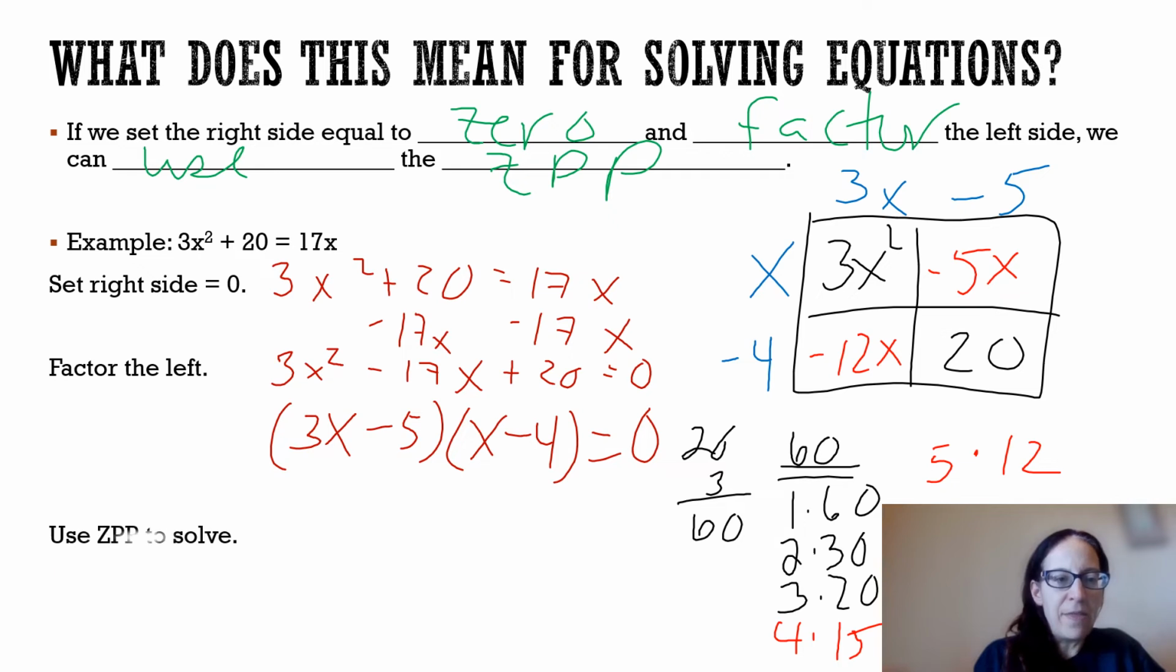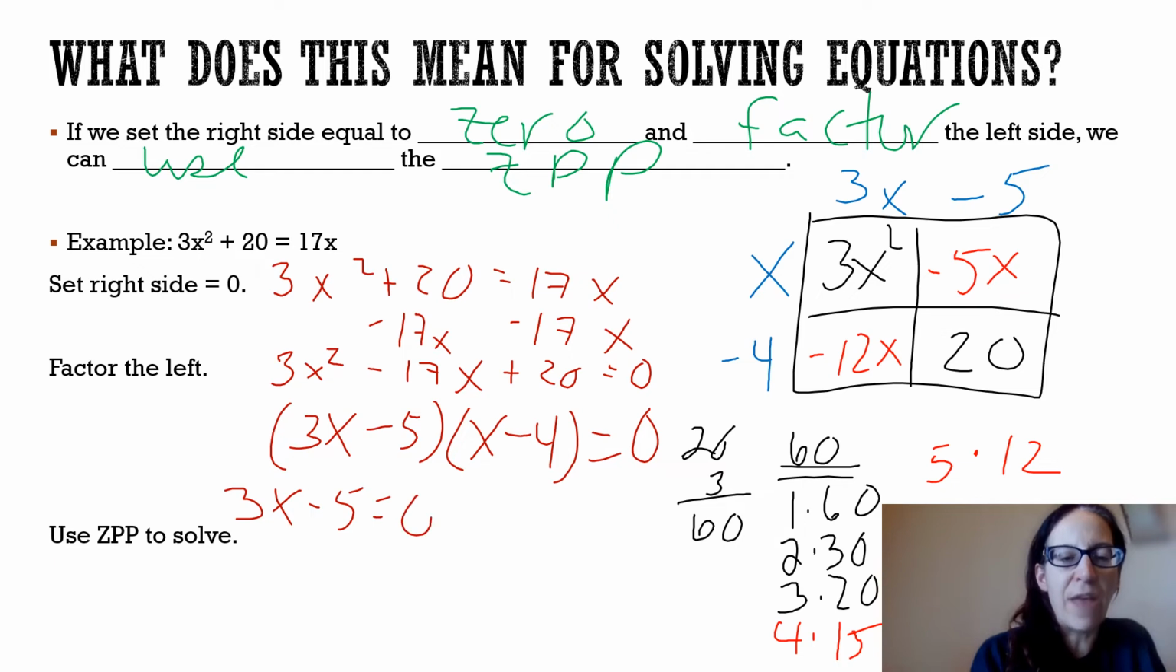Okay. And then use ZPP, use the zero product property to solve. And the zero product property, again, tells us that if I have two things that are multiplied together and that product is equal to 0, then either the first factor was 0 or the second factor was equal to 0. So it's either 3x minus 5, that could be equal to 0, or x minus 4 is equal to 0. We'll solve this one first because it's simpler.